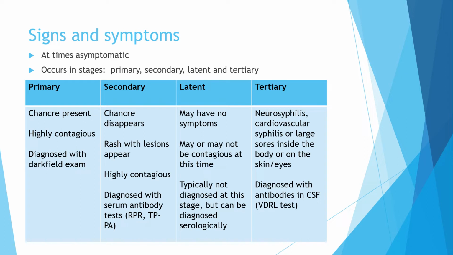In latent syphilis, this develops about 1 to 2 years later. It may be asymptomatic in this stage and is generally not contagious during this stage. It's usually not diagnosed during this time because, like I said, our patients are usually asymptomatic. We can test for serum antibodies, however, in the latent stage.